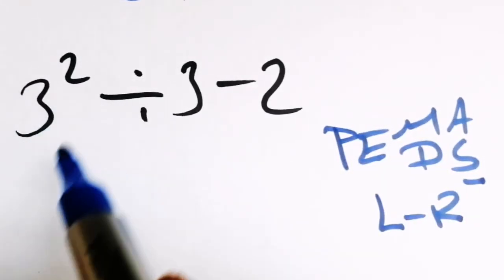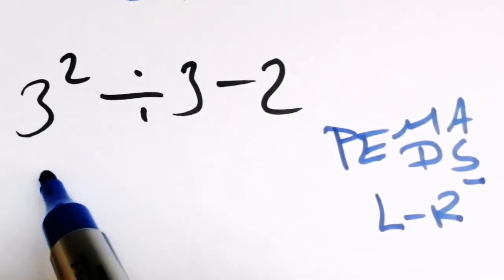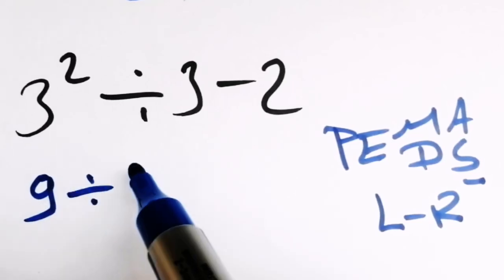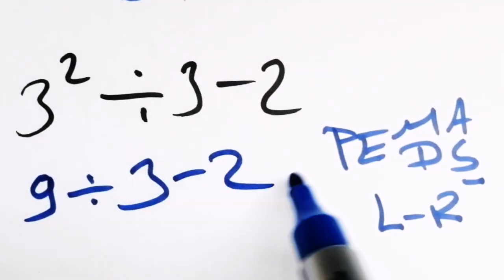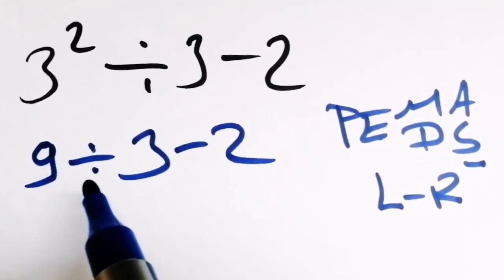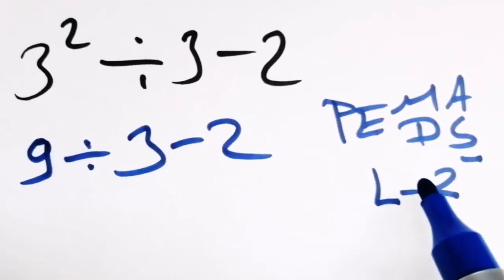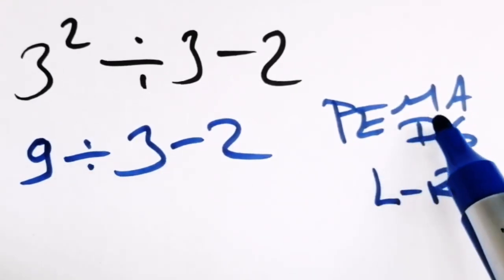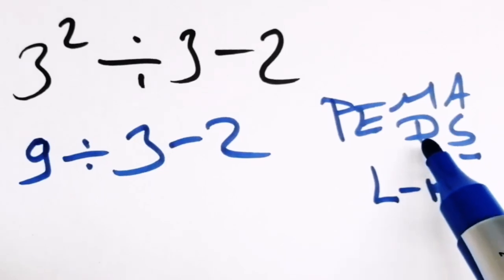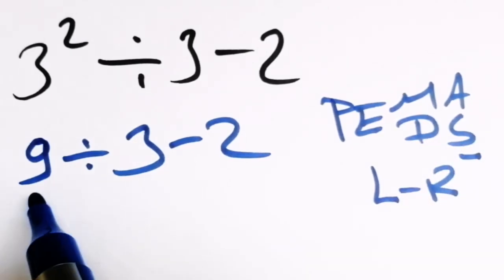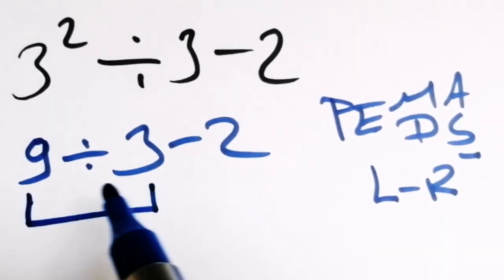3 square means 9, which gives 9 divided by 3 minus 2. Here, one division and one subtraction. So, according to PEMDAS, division has higher priority than subtraction because division comes before subtraction. Therefore, we have to divide these numbers first.